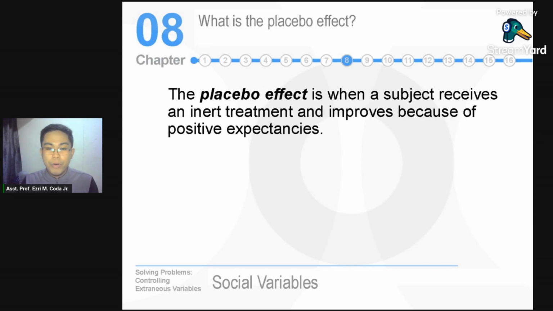Now, we also have the placebo effect. The placebo effect is when a subject receives an inert treatment and improves because of positive expectancies, na wala naman talagang effect sa kanila. Positive lang. Placebo lang, no? So, ibig sabihin yung placebo effect, for example niyan is that nasa experimental group ka, then single blind experiment, no? Kasi yung control group is sila yung nakaka-receive ng treatment. Yung experimental is wala, no?